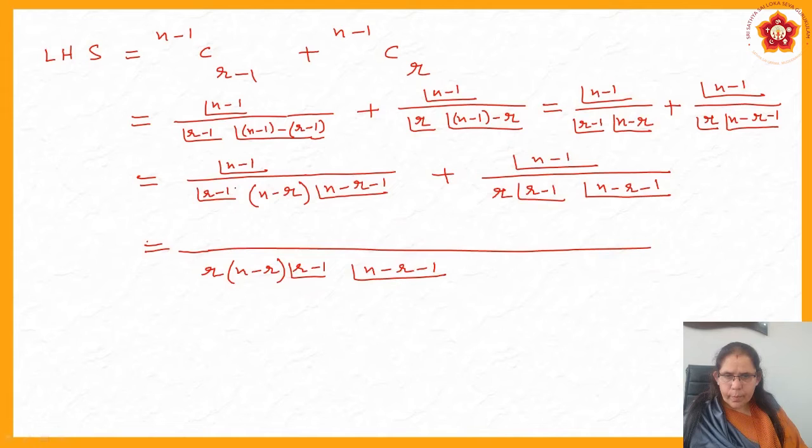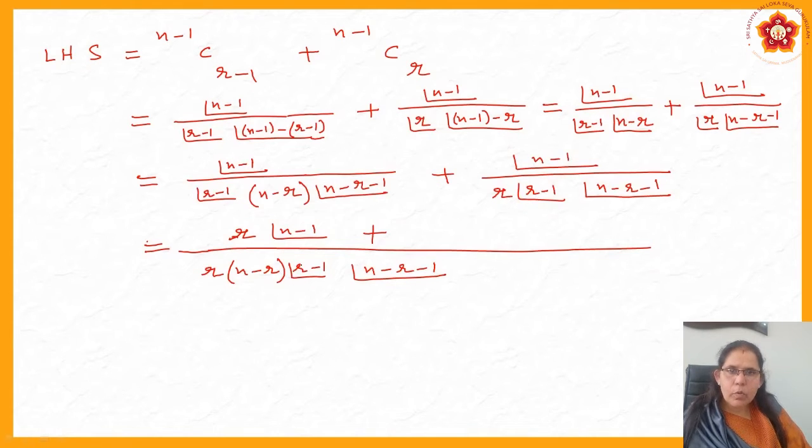So this side, r minus 1 factorial is there in the denominator, n minus r is there, and n minus r minus 1 factorial is there. So what do we have in the numerator? We will be having r into factorial n minus 1.